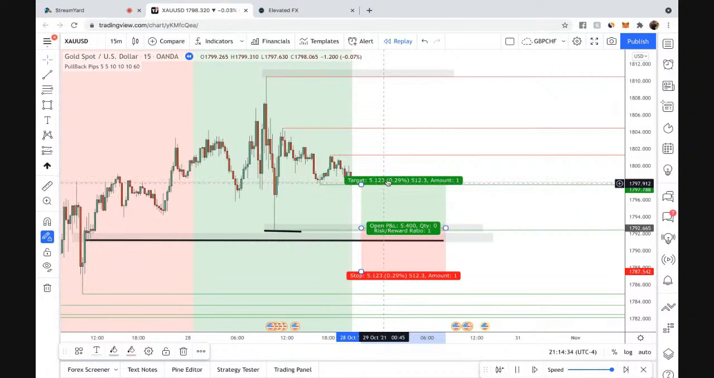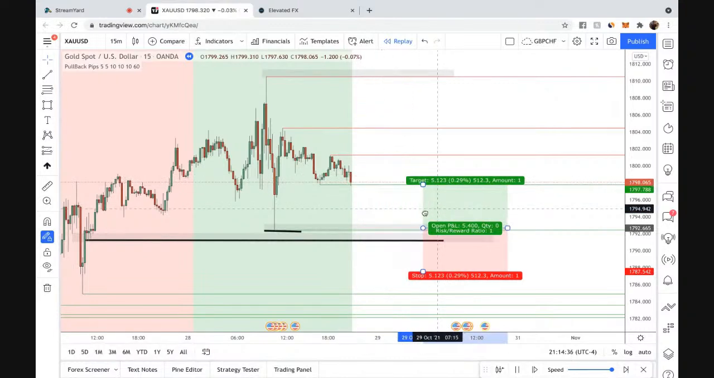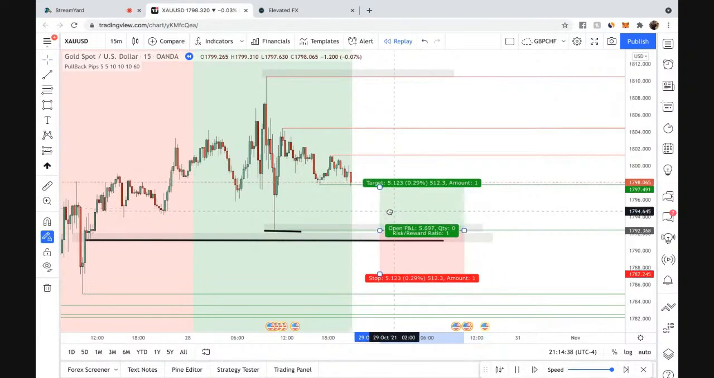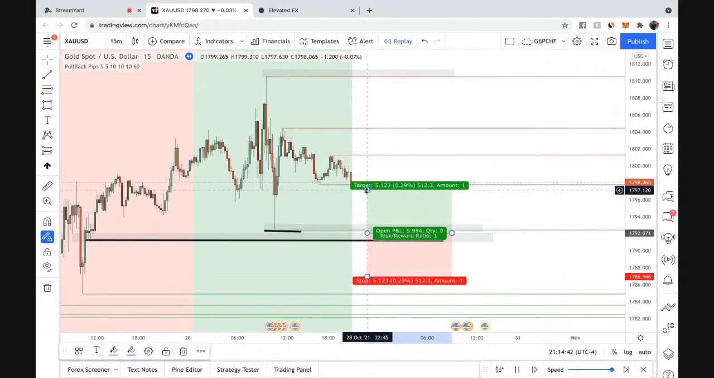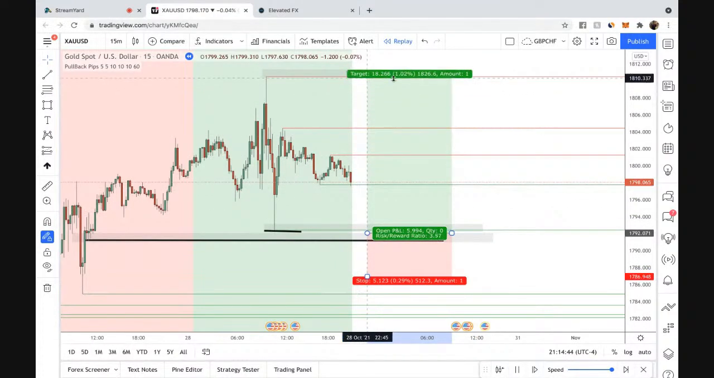Well, actually, right now it's at 17. Well, it's right at 1798. So it's only about 50 pips. That's not bad. I could definitely see gold wanting to do that, and we'll take it.